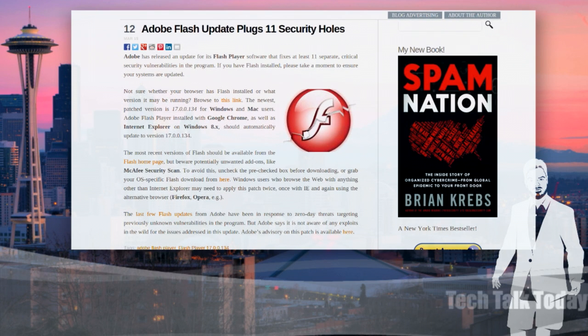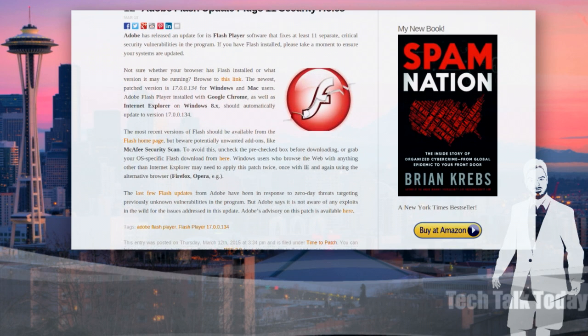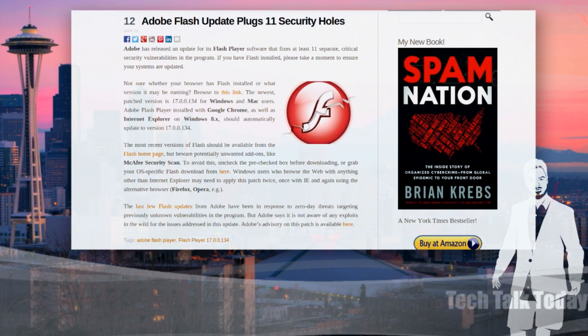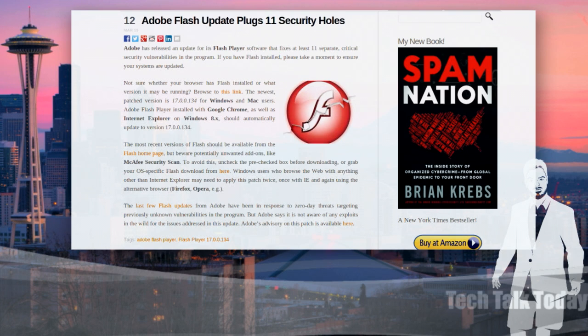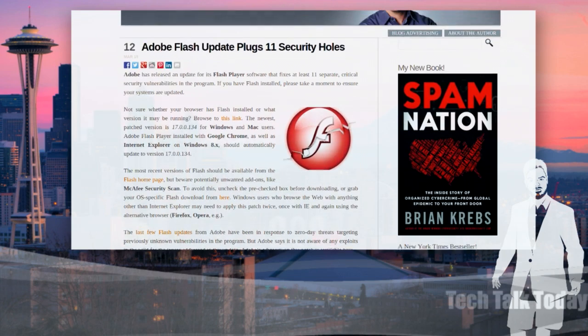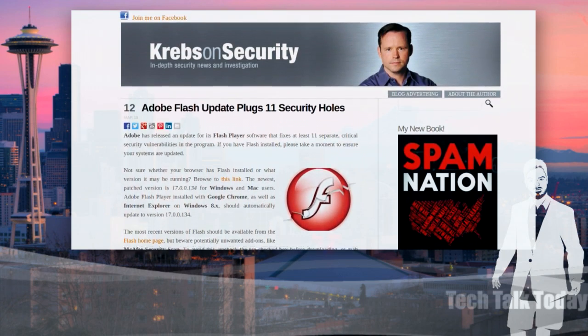I got a pop-up yesterday saying I needed to do an update. Yeah, you need to do those. If we're covering it on the show, it's pretty clear that I need to. They're very important. That's why I'm making sure that we give them some attention, because the last few updates from Adobe have been in response to zero-day threats that were totally unknown vulnerabilities before. Adobe says they're not aware of any exploits in the wild for the currently addressed issues, but it doesn't take long. That's the thing about Adobe.